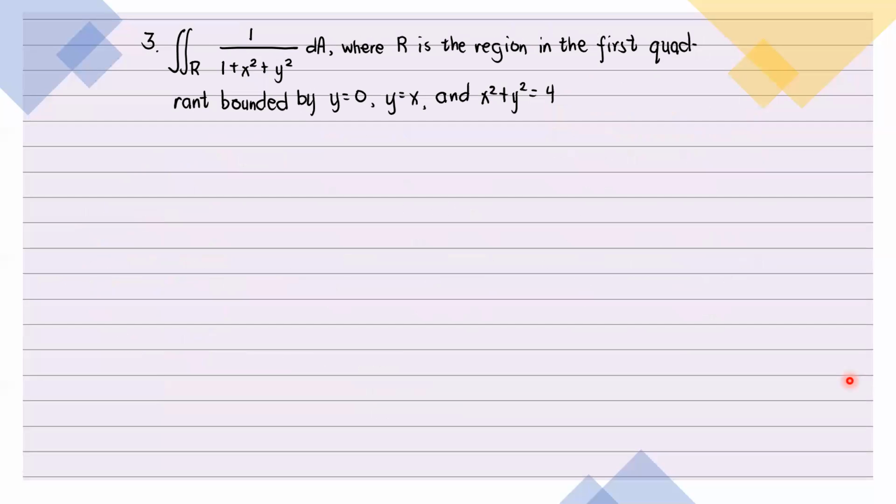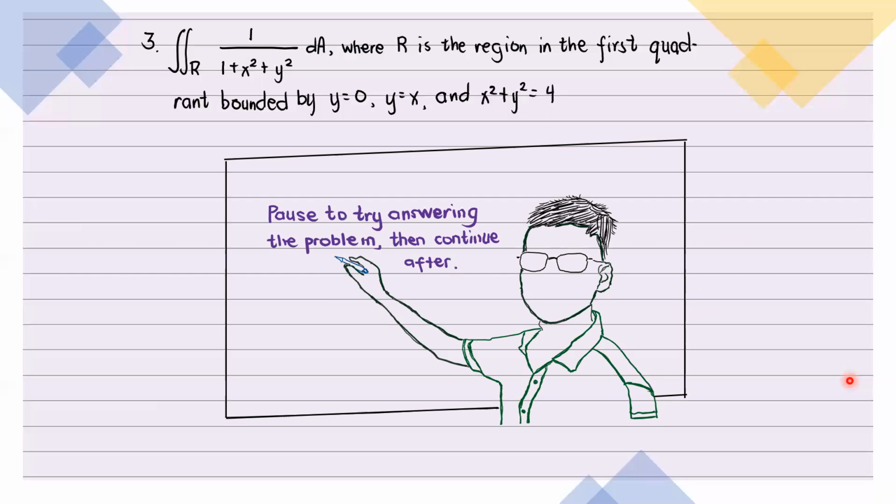Now for the third example, we have to calculate the double integral of 1 over the quantity 1 plus x squared plus y squared over the region in the first quadrant bounded by y equals 0, y equals x, and x squared plus y squared equals 4. So, subukan nyo muna. Pause muna ito para inyong masubukan naman magsagot. Solution and answer arriving in 5, 4, 3, 2, and 1.